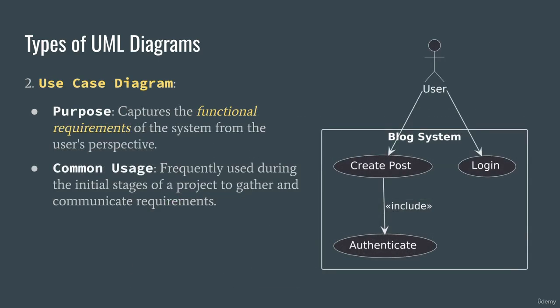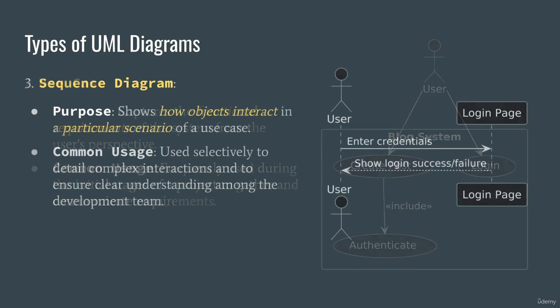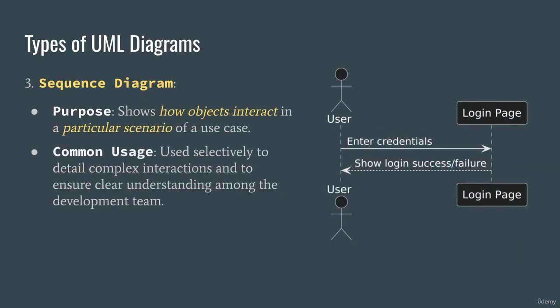Use case diagrams are also commonly used to capture the functional requirements of a system from the user's perspective. They often appear in the early stages of a project to gather and communicate the requirements for each part of a system. Sequence diagrams, while less common, illustrate how objects interact in a specific scenario of a use case. They are particularly useful for detailing specific interactions.